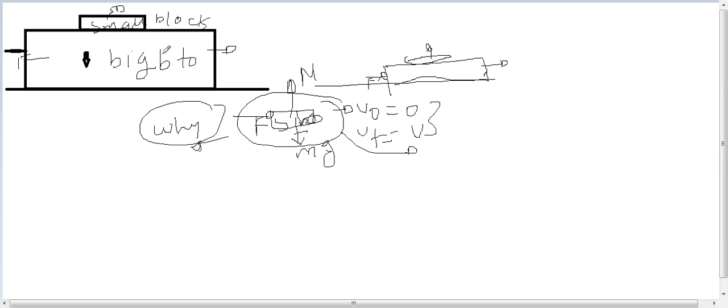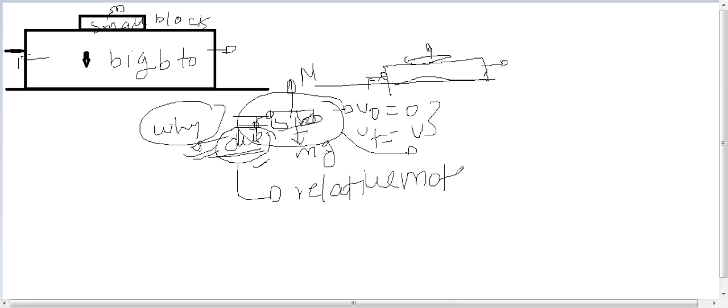Guys, this starts moving due to friction. I will explain why and how. There is some force here, and this force is friction. If you want to understand this right now, think about relative motion. What is the function of friction? To oppose relative motion between the surfaces.